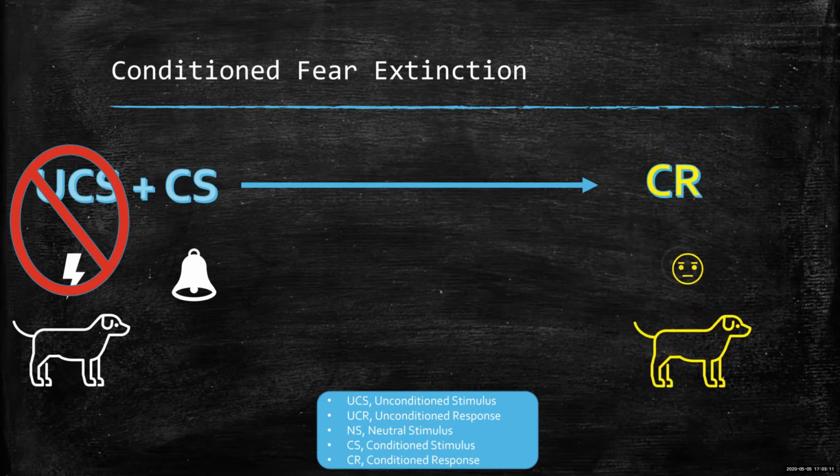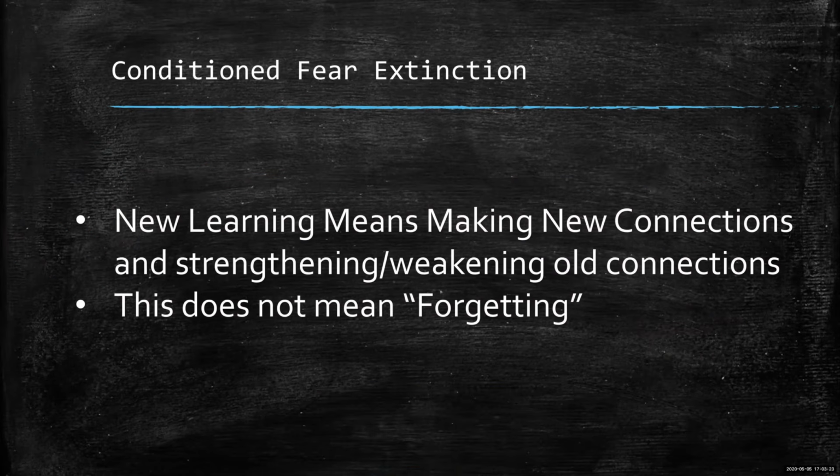And pretty soon, it becomes a neutral stimulus again, because what it's done is it's learned a new pathway. So this is not that the dog has forgotten about the event or the shock. This also doesn't mean that people just forget their trauma over time. That's not what happens. Forgetting is not erasing. Forgetting means new learning. And new learning means making new connections and strengthening and weakening old connections.